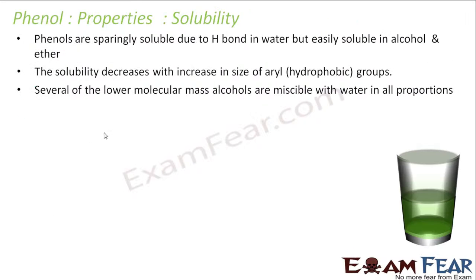We talk about solubility. Phenols are sparingly soluble in water due to hydrogen bonding, but they are easily soluble in alcohol and ethers. The solubility decreases with an increase in the size of the aryl group. The same trend we have seen for the alcohols. Several lower molecular mass phenols are miscible in water in all proportions. So if we have a lower molecular mass phenol, it will be more soluble. If I have a higher molecular mass phenol, it will be less soluble.